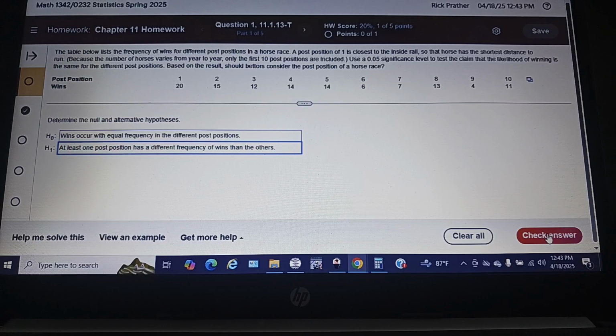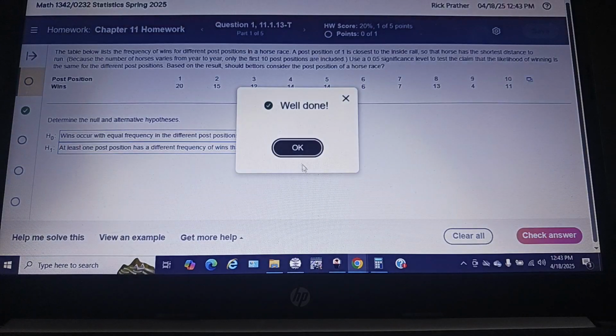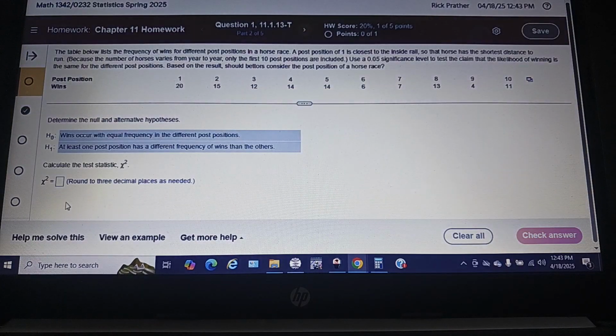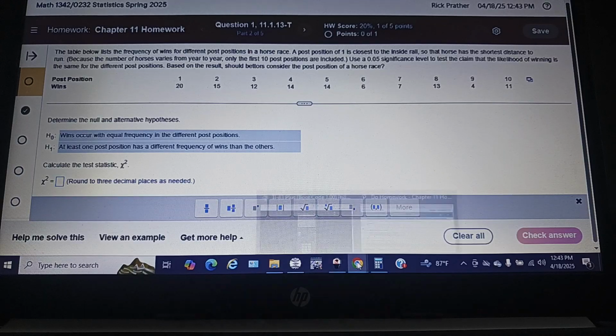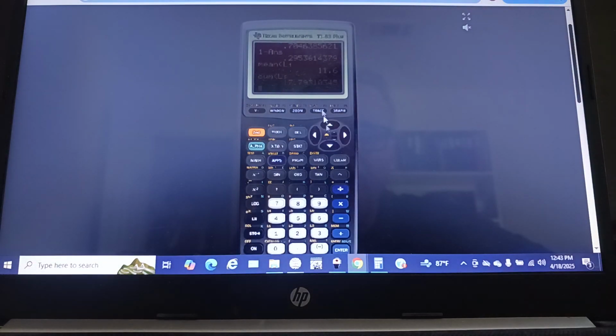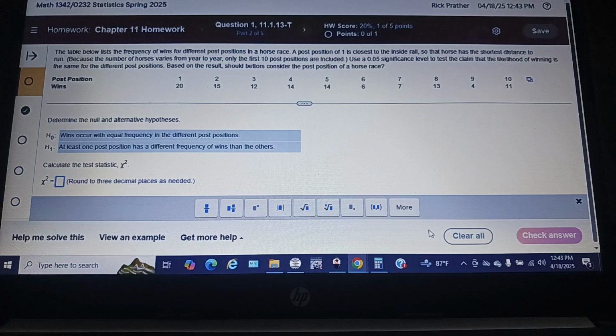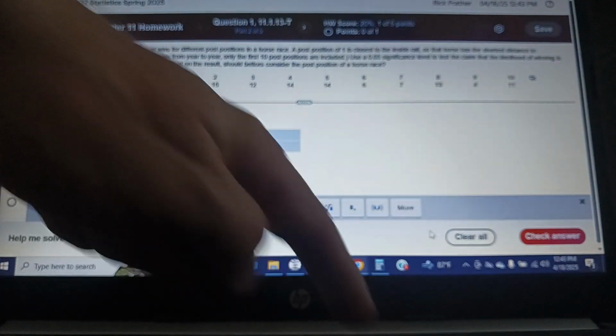There may be some advantage to one, like if you're in the one box, you have a shorter distance to run total, and you don't have as many horses. You have no horse on your left, so then you got a little more elbow room. So there's the test statistic, 17.793.